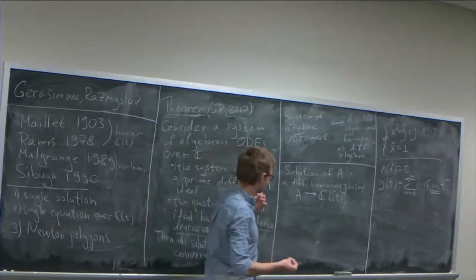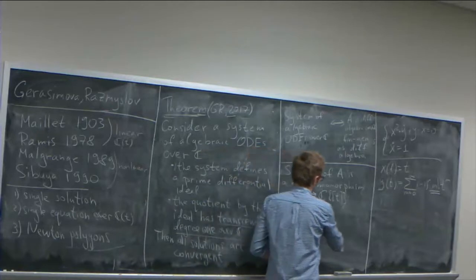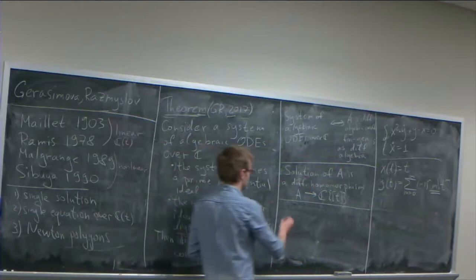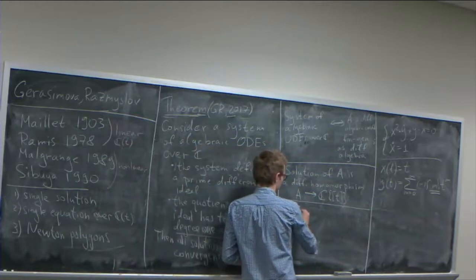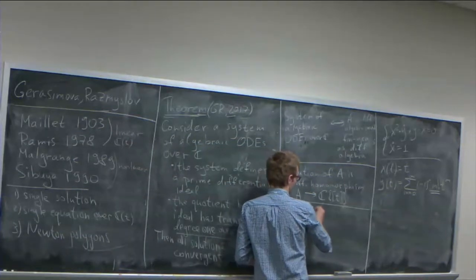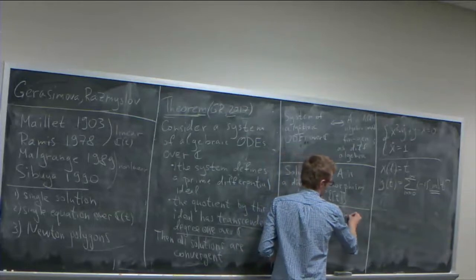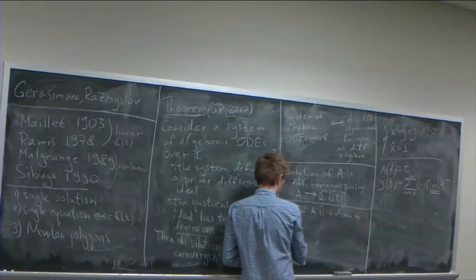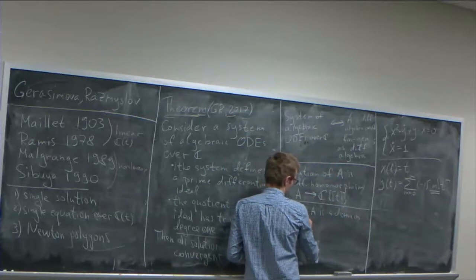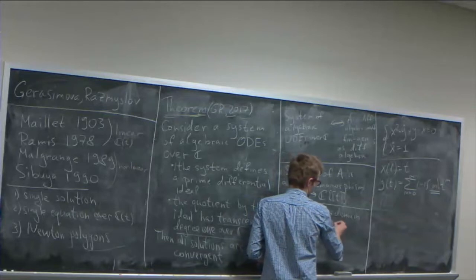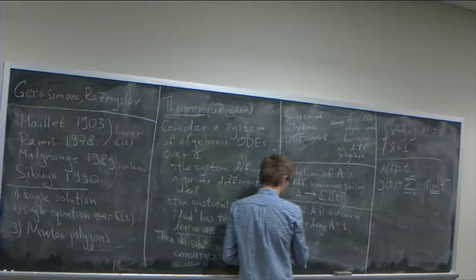Okay, and then the theorem can be restated: if A is a domain and its transcendence degree over C is 1, then all solutions are convergent.